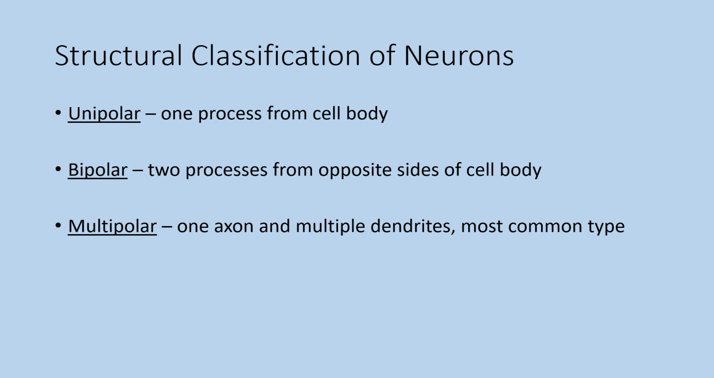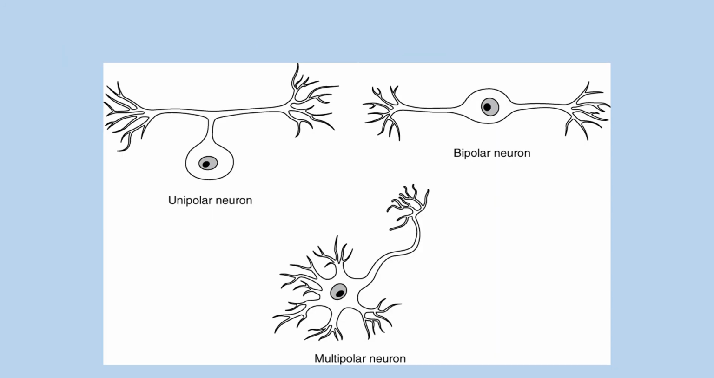The bipolar ones are relatively rare. We do see them in the eye. The type of cells that pick up reception for visual stimuli tend to be bipolar cells. The most common type are multipolar, and that's similar to the picture I just showed you, where you have multiple dendrites and then one major axon.